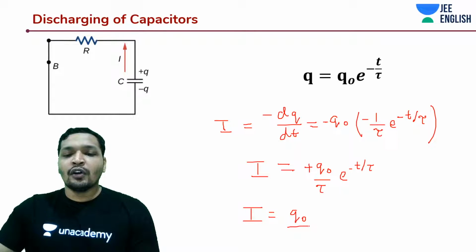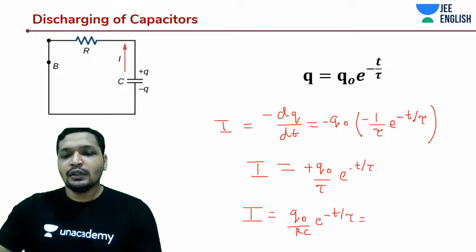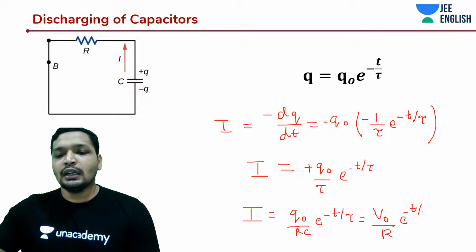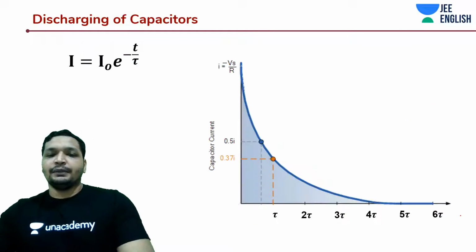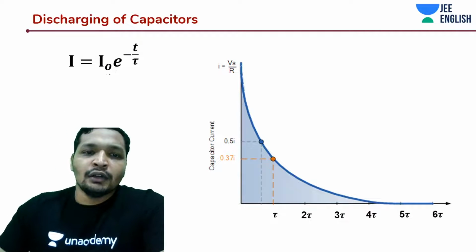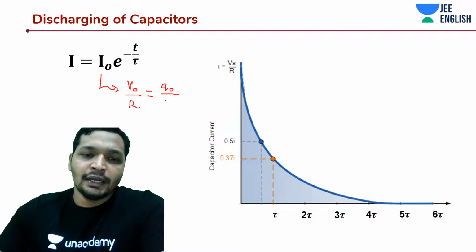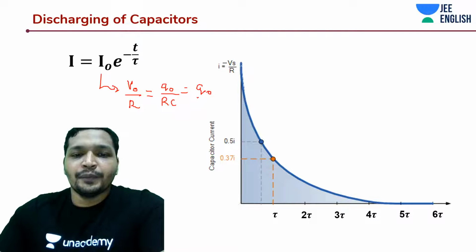And what is this? Q naught by RC is equal to e to the power t by tau, which is nothing but V naught e to the power t by tau, since Q naught by C is V naught. That's it. So I'm going to just denote this as I naught into e to the power t by tau. So what is I naught? I naught is nothing but V naught by R, which is nothing but Q naught by RC, or Q naught by C by R, which is nothing but Q naught by tau.